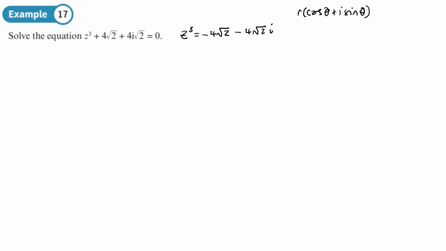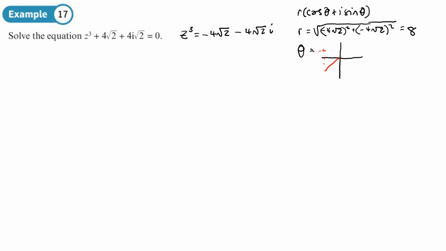So that's going to mean finding the modulus r, which is the square root of negative 4 root 2 squared plus negative 4 root 2 squared, and that gives you exactly 8. Then we want to find the modulus, or sorry, the argument. So always draw a diagram so we know exactly where this complex number is. It's down here.